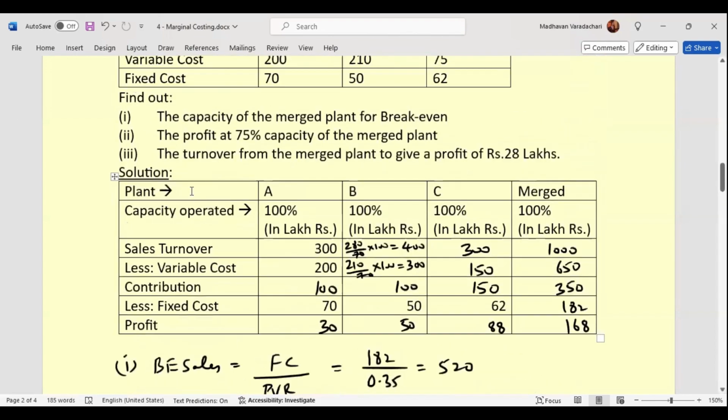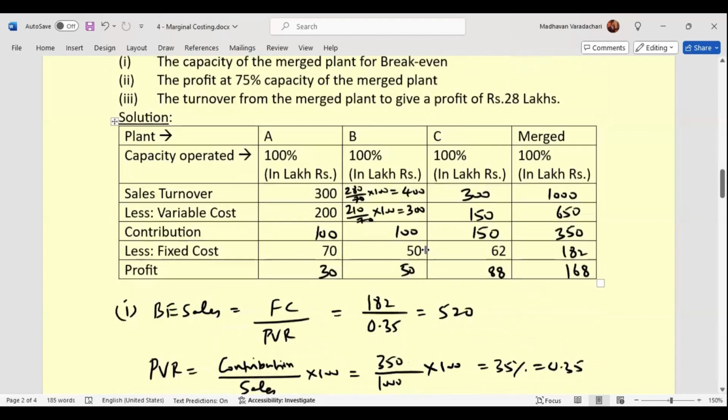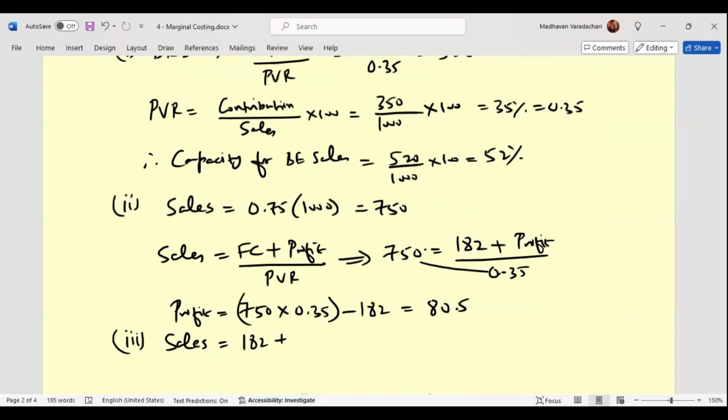Third part of the question, the turnover from the merged plant to give a profit of rupees 28 lakhs. Means we need to calculate what will be the sales. So sales, same formula, fixed cost known to be 182. Profit is given in the question as 28 lakhs, so 182 plus 28, divided by 0.35. If we calculate this, we will get 600 as the sales. So that is the solution for this particular question.